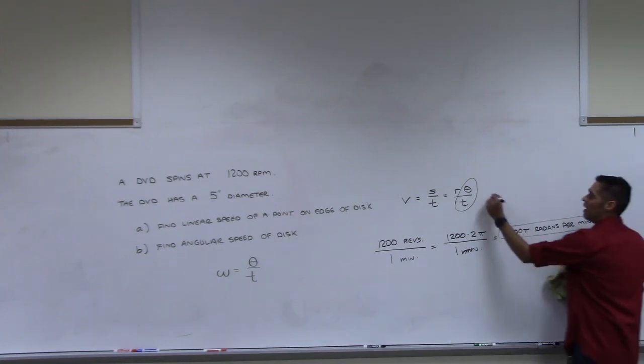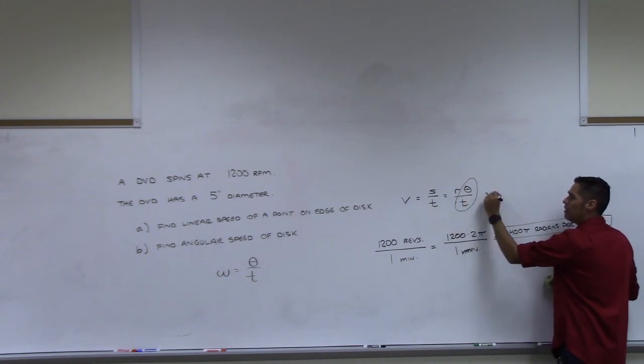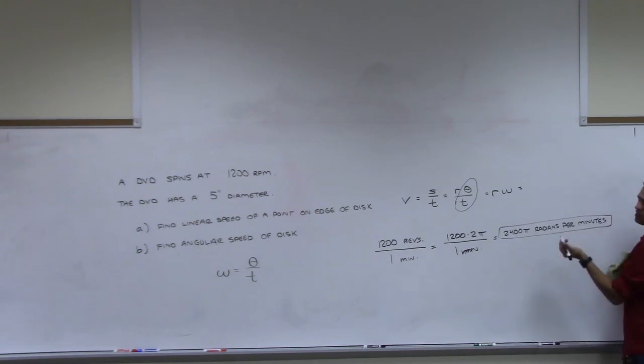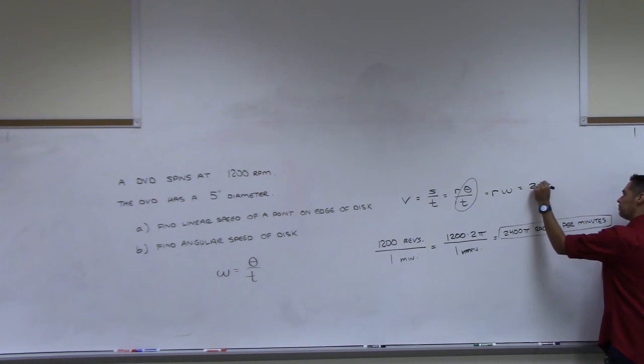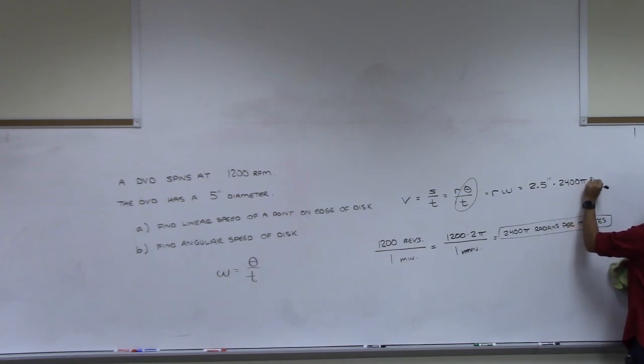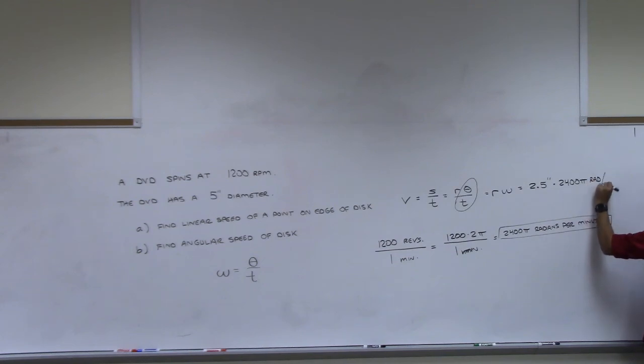And we already know that that's 2,400 pi radians per minute. So if we just take that and multiply it by the radius, we'll have what? What is the radius? 2.5 inches times 2,400 pi radians. I'm going to go back to this notation, radians per minute, like a fraction. So 2.5, because I gave you the diameter, the radius is half of that.